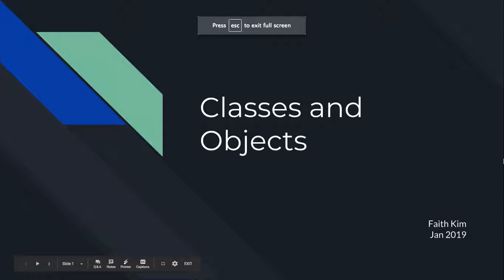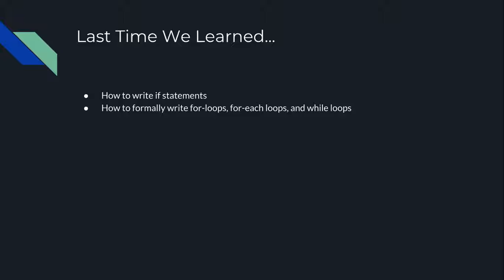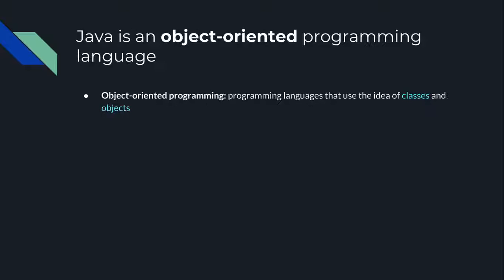Guys, welcome back, and today we'll be talking about classes and objects in Java. This is possibly going to be the most important topic we'll be covering in this crash course video. So last time we learned about how to write if statements and how to write 3 different kinds of loops. If you don't know how to do any of those things, then please check out my previous videos.